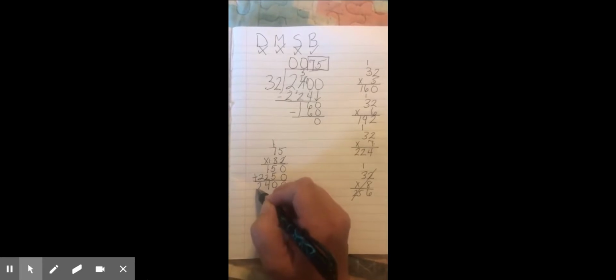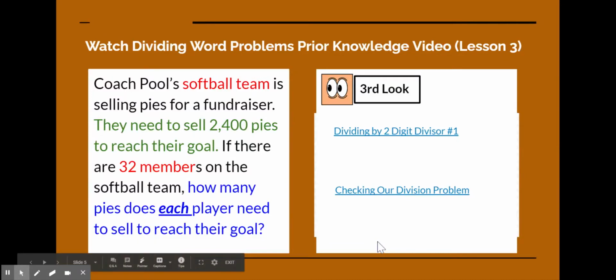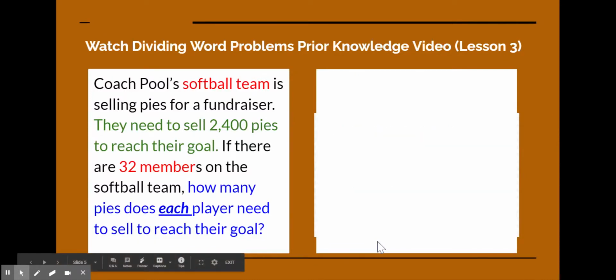And then we add. 0 plus 0 is 0. 5 plus 5 is 10. Carry the 1. 2 plus 1 is 3, plus 1 more is 4. Bring down our 2. So our multiplication, we got 2,400. Then we divided correctly. Now we need to give our problem a fourth and final look.